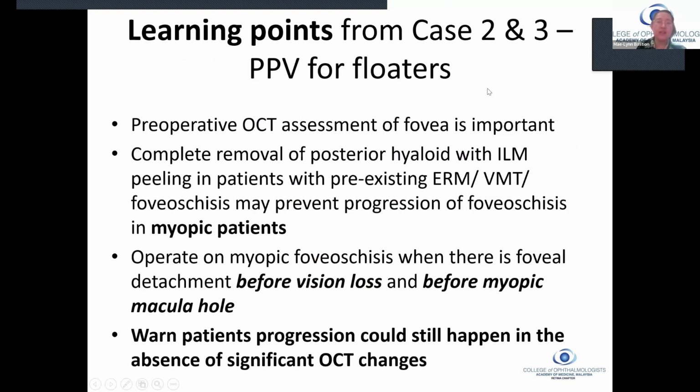So the learning point I got from these patients who had undergone PPV for floaters is that it is very important to do preoperative OCT assessment and consider a complete removal of the posterior hyaloid combined with ILM peeling in these patients in which there is pre-existing epiretinal membrane or vitreomacular traction, because there is a likelihood of progression of the foveal schisis in these patients.